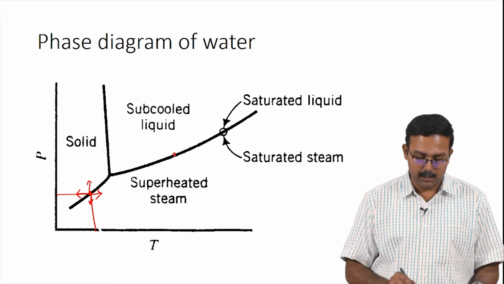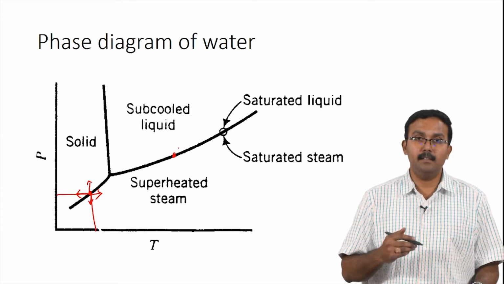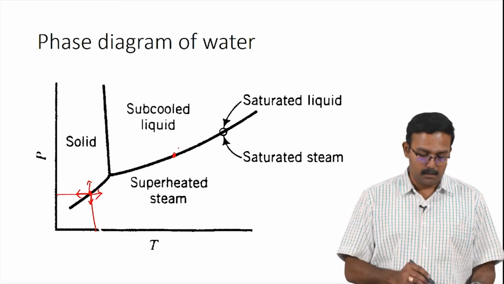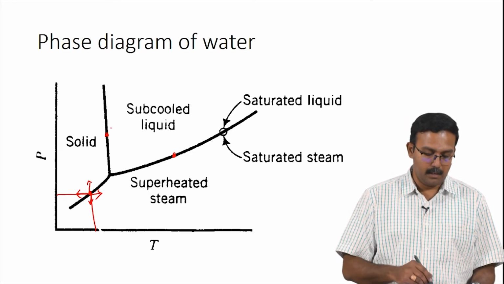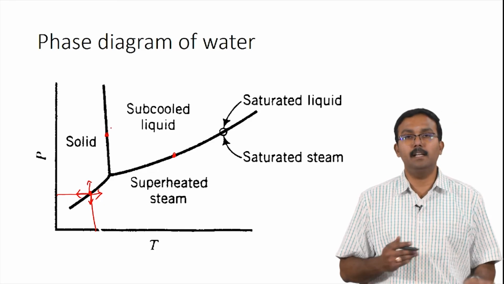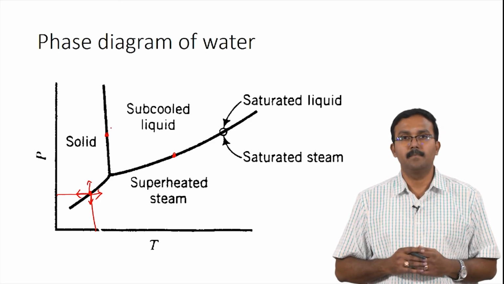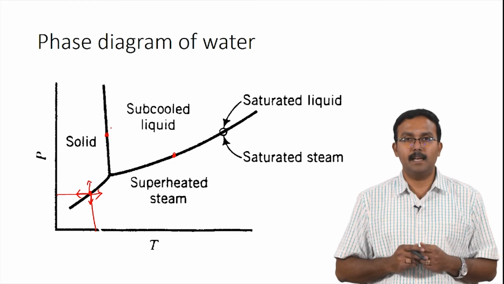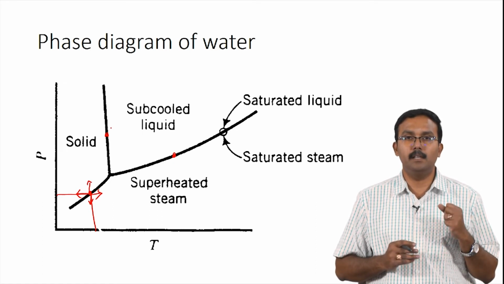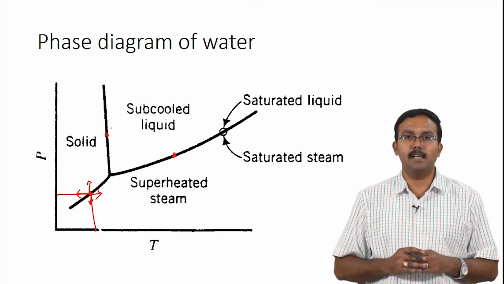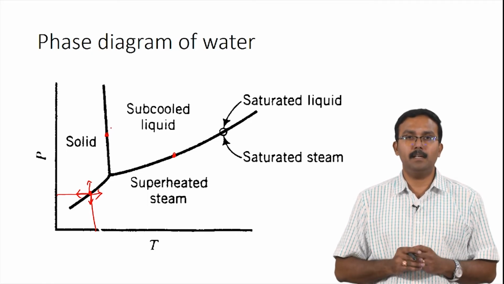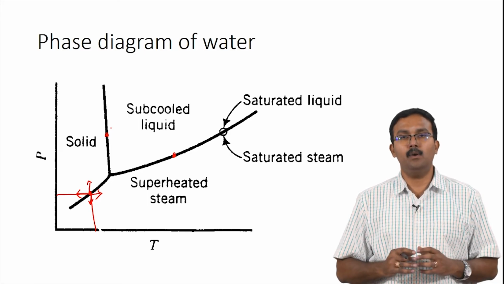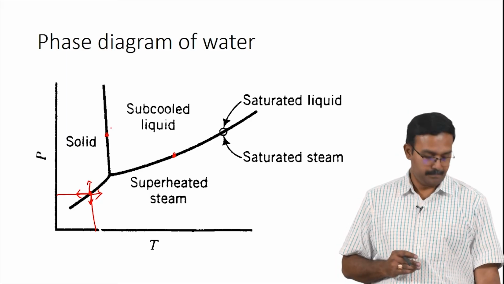Similarly, a point on this line would have saturated vapor and saturated liquid existing simultaneously, and on this line you would have saturated solid and liquid existing simultaneously. So, these are the equilibrium curves on which two phases can exist, and the triple point is the equilibrium point where three phases can exist. Now that we have some fundamental understanding of what a phase diagram is, let us look at how the steam tables are built.